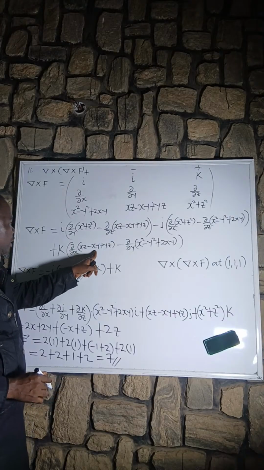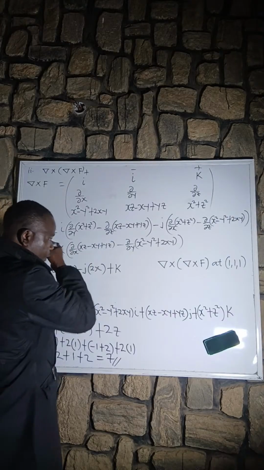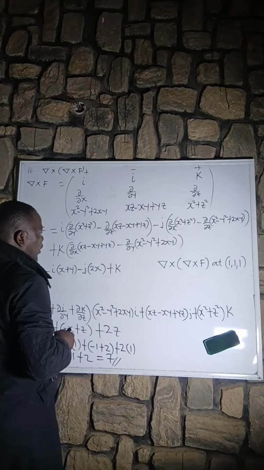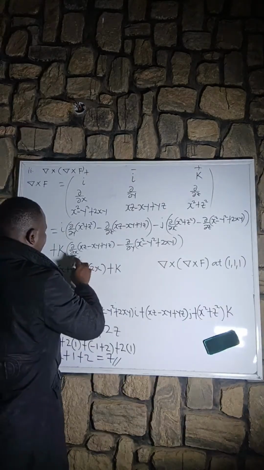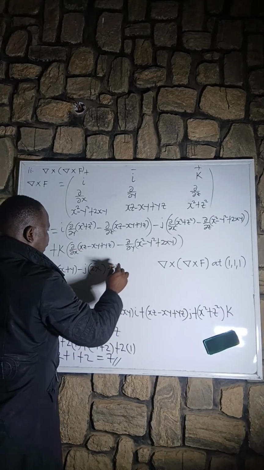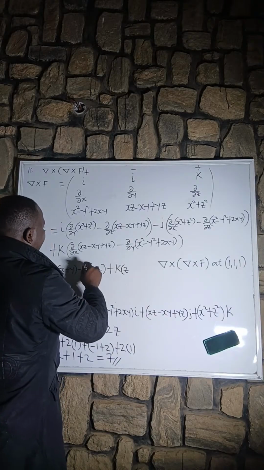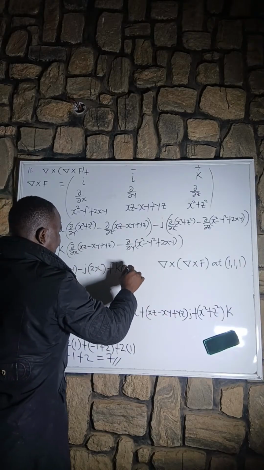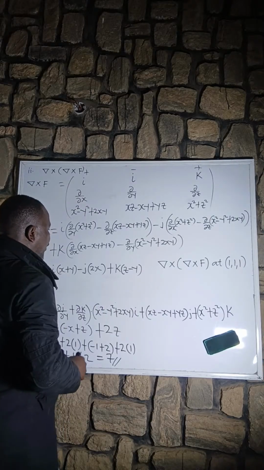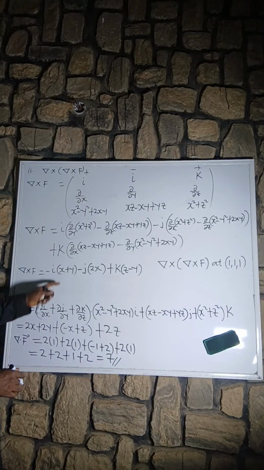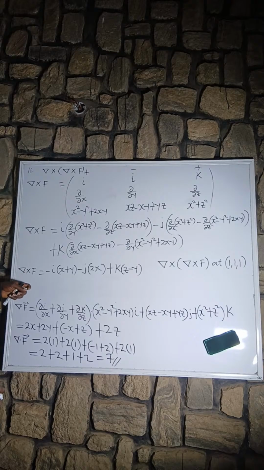Differentiate this function with respect to x. So if you agree with me, here will be z, open bracket, z. Here will be minus y. Yeah. So that is that for the curl of the vector function. Is that clear? Okay.